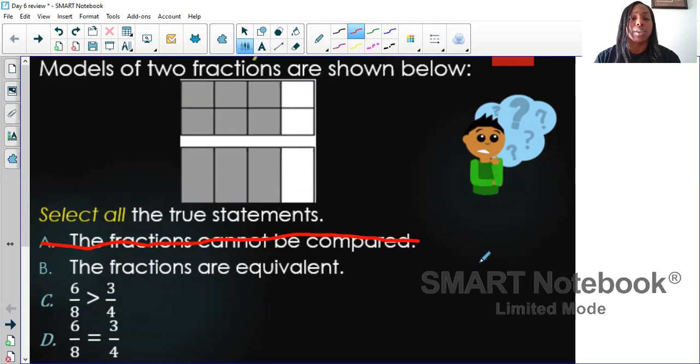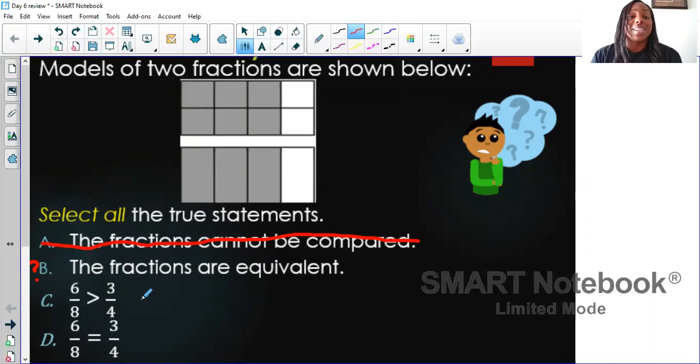The fractions are equivalent. Now, we just said that they take up the same amount of space, and if I take a very close look, they look like they're about the same size as well. These top fractions up here and the bottom ones right here. So we're going to say maybe for B. And when we say maybe, what do we put? A question mark. That's right. So now let's take a look at C.